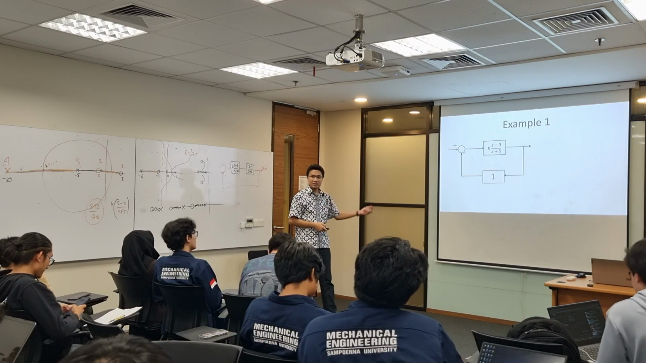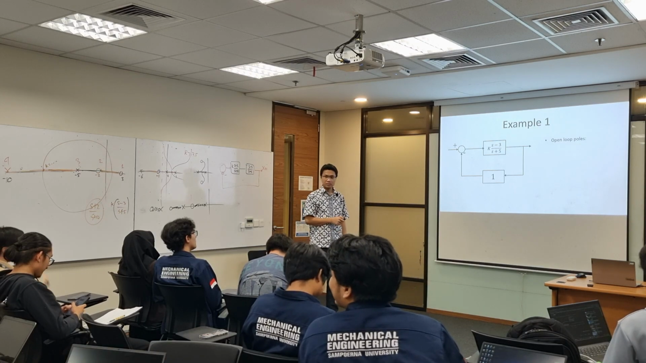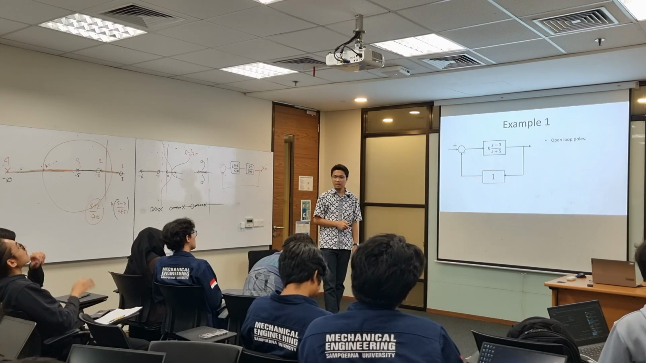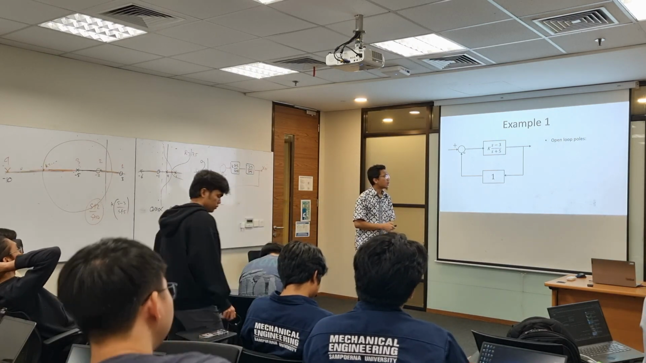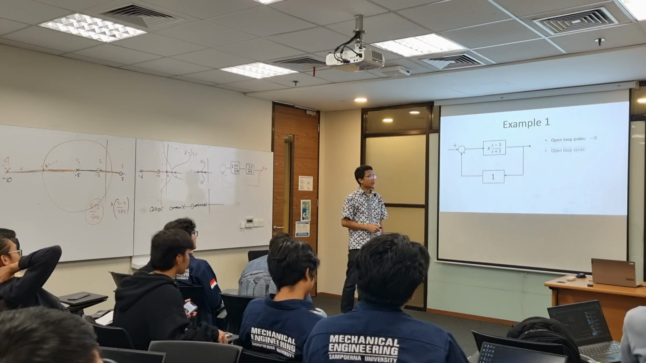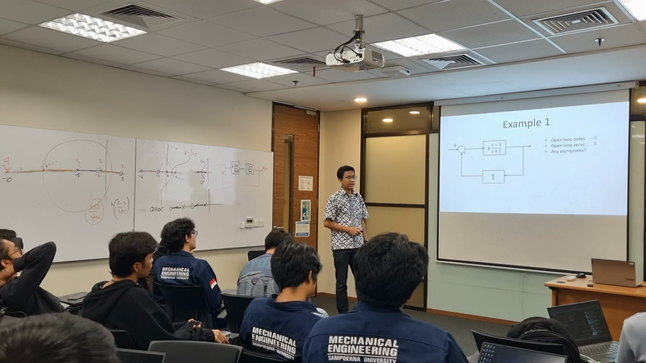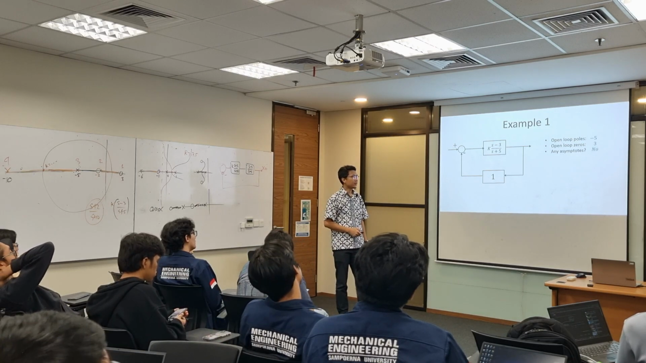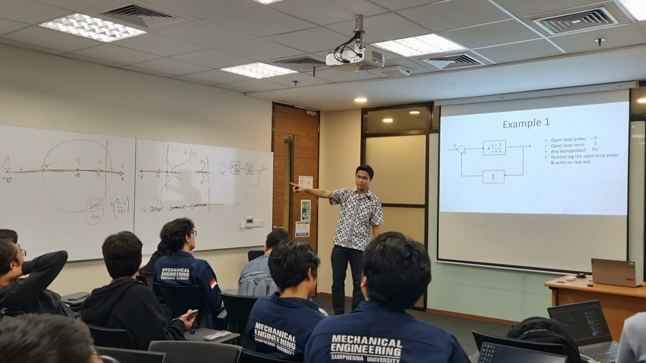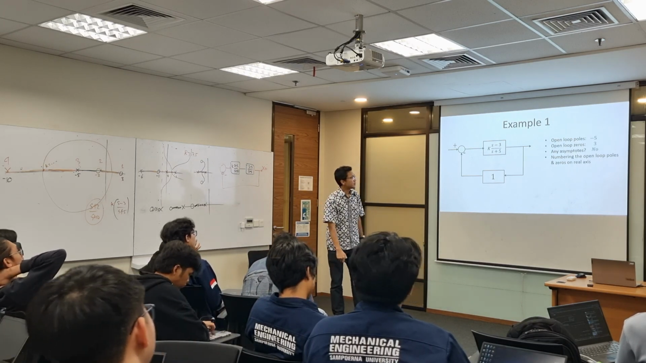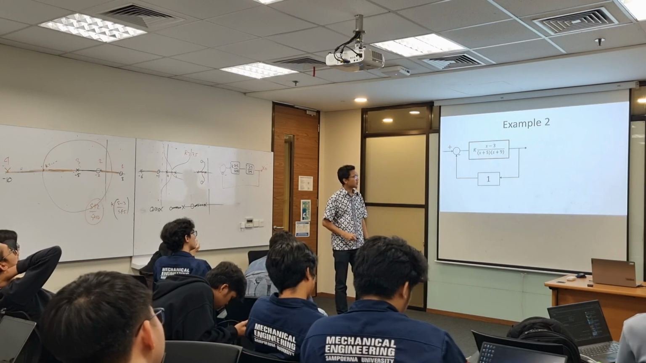Next, let us discuss this example. Do we have open loop poles? Yes. What's the open loop pole here? Minus 5. Okay. Open loop zero, do we have? Plus 3. Any asymptote? No. Correct. Numbering the open loop poles and zeros on the real axis, that's what we do. Then mark the location of the root locus on the real axis.